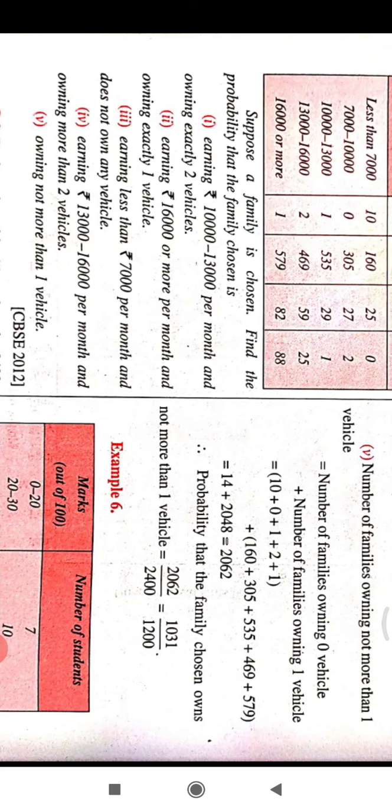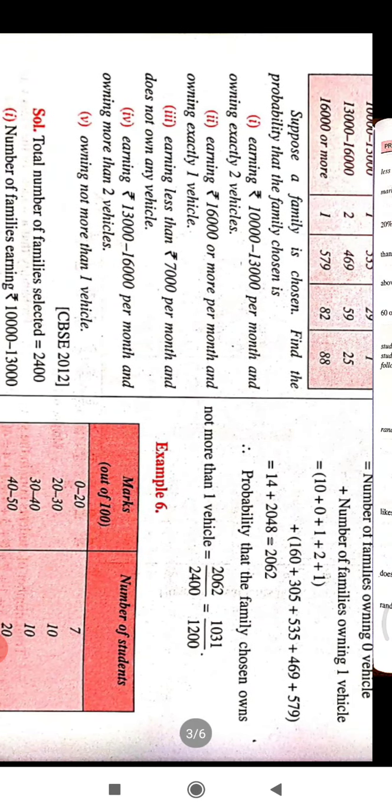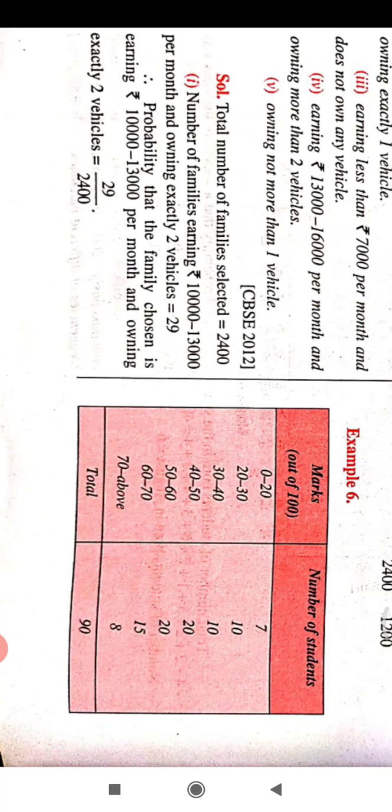Okay, now see question 6. In question 6 there is a table. Students obtain marks out of 100, given in classes. 0 to 20 marks, how many students? 7. 20 to 30 marks, how many students? 10. 30 to 40 marks, how many students? 10. So in this way we can understand. 70 and above, how many students? 8. Total students is 90. Okay, so in this way we can use the table.